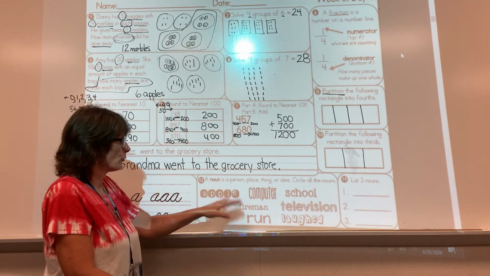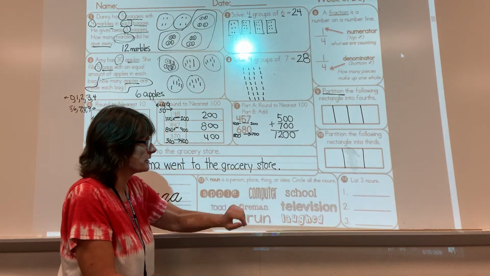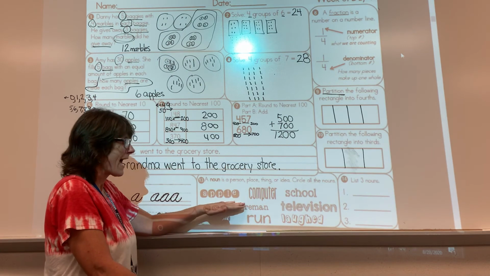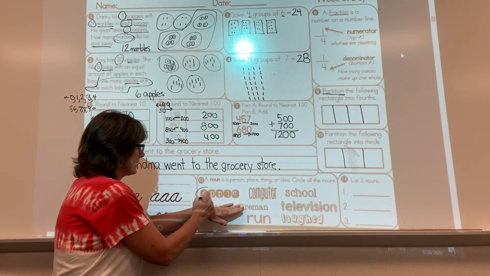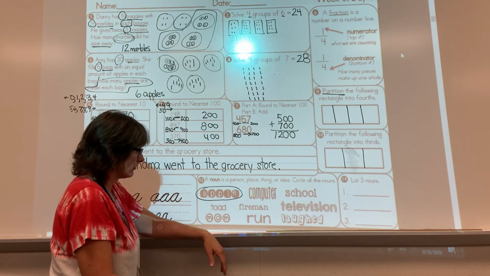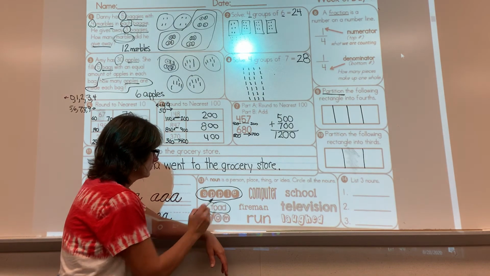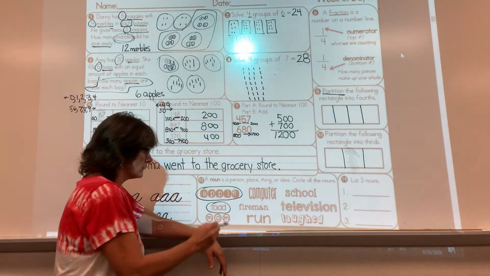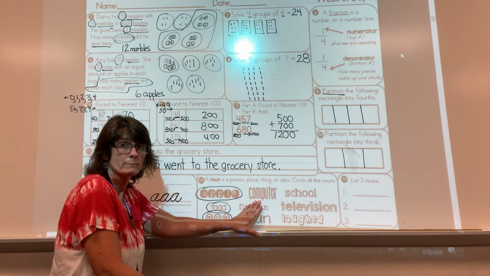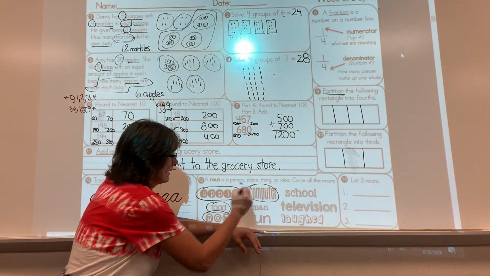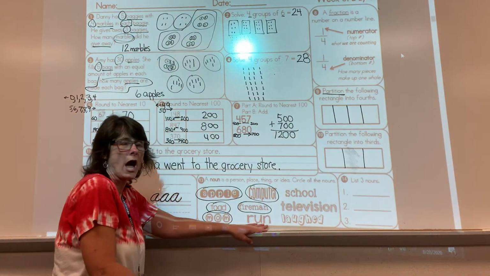The next part is on nouns. This is practice from what you've learned. A noun is a person, place, thing, or idea. Circle all the nouns. Apple. What kind of noun is an apple? It's a thing. It is definitely a noun. How about toad? Toad is an animal. Mom? Mom is a person. How about computer? Yes, it's a thing. Fireman? It's a person.